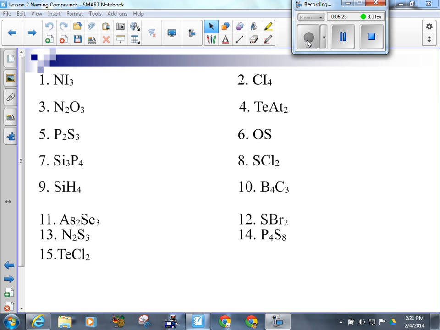Molecular compounds are made up of what? Two nonmetals. Since there's no way to balance the charges in a molecular compound, since both things are negative, we don't try. Instead, we use prefixes in the name to indicate how much of each atom there are. And so we had gone over the first 5 yesterday.